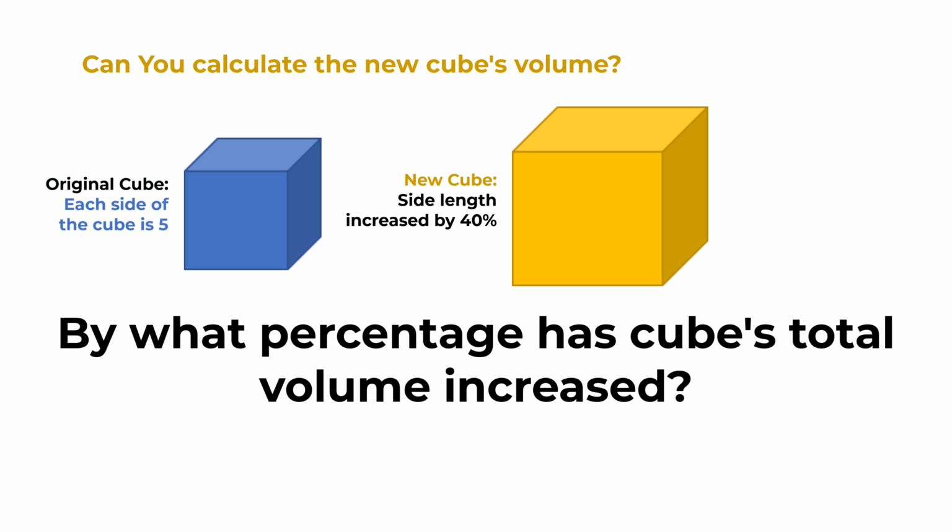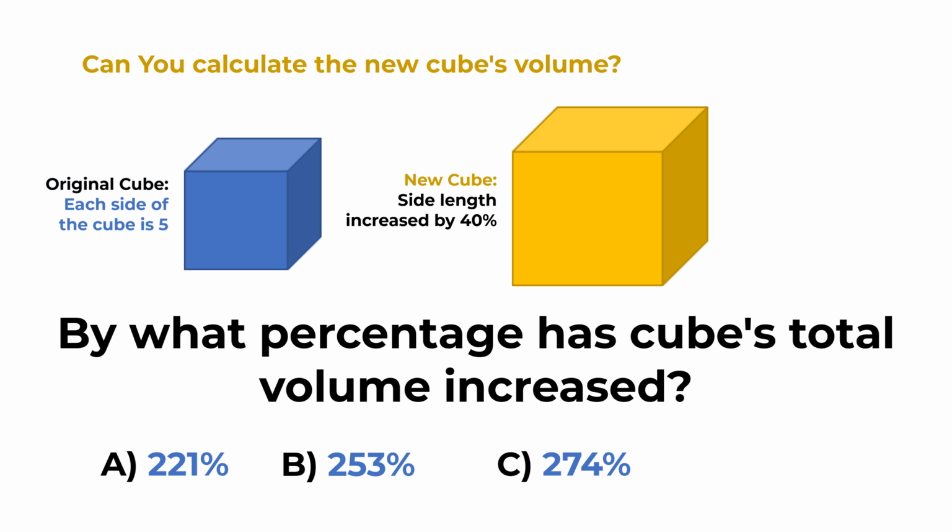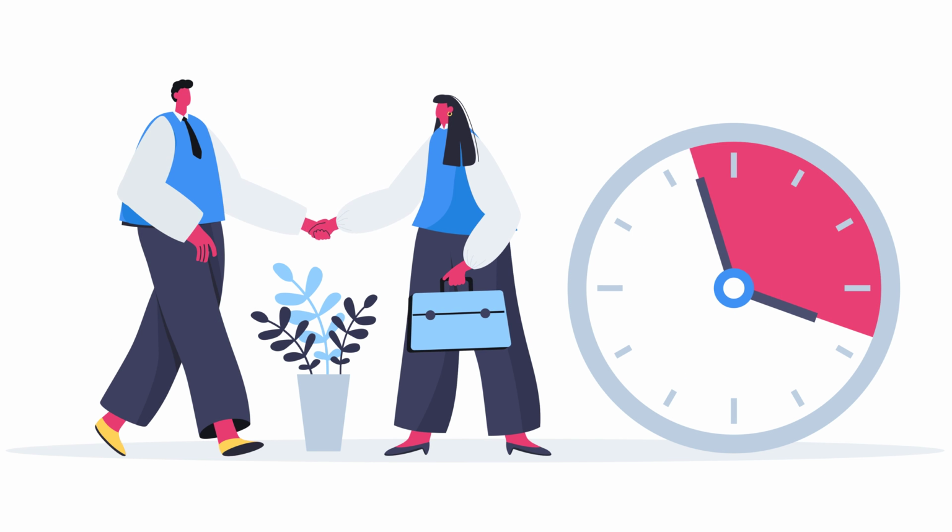You have 4 different choices. Choice A, 221%, choice B, 253%, choice C, 274%, and choice D, 327%. The answer to this question may not be obvious, so give yourself a little bit of time to come up with the solution. Let's move forward and calculate the correct answer together.